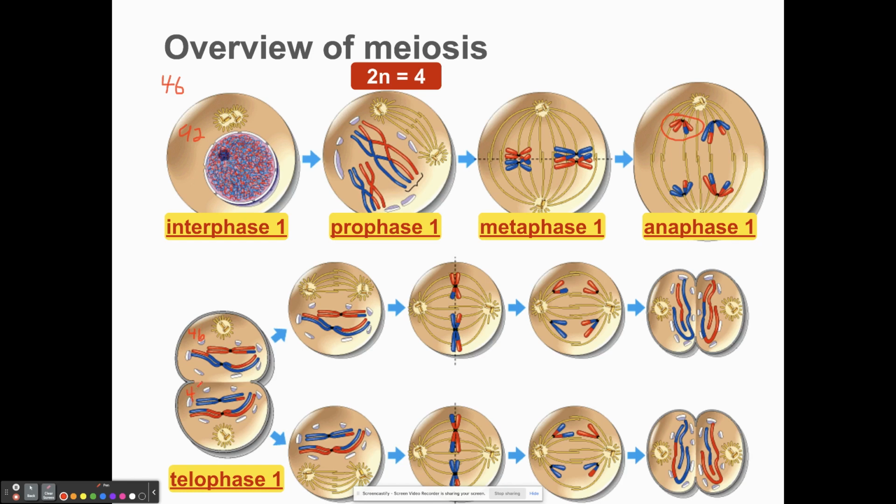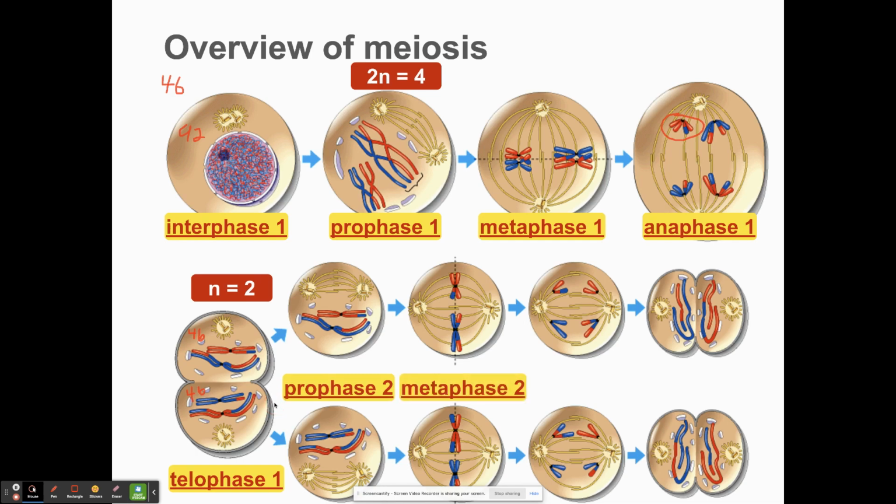Now we're not done, okay? Because we need to reduce the number down to 23. So it's going to begin at prophase 2, metaphase, anaphase, and then finally telophase, where we actually make the sex cells.